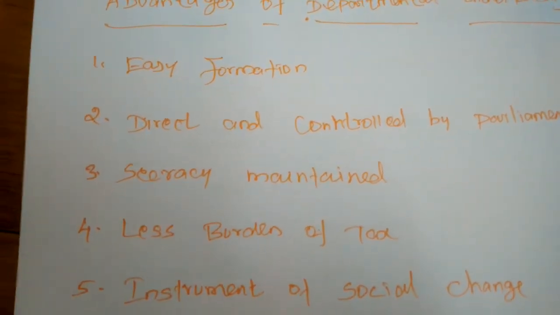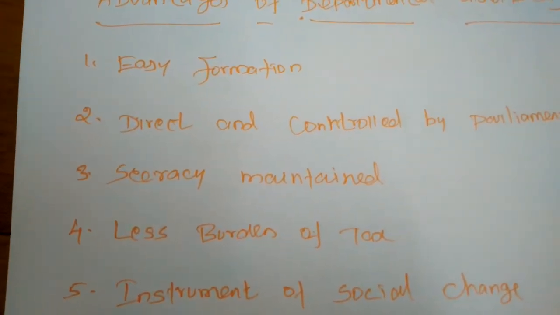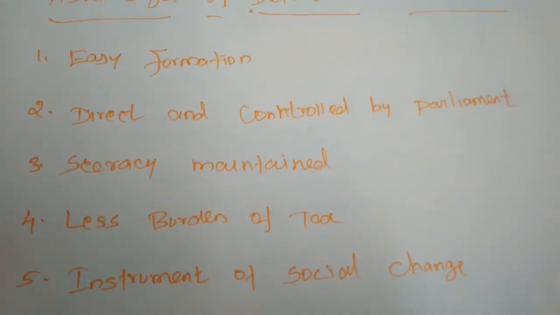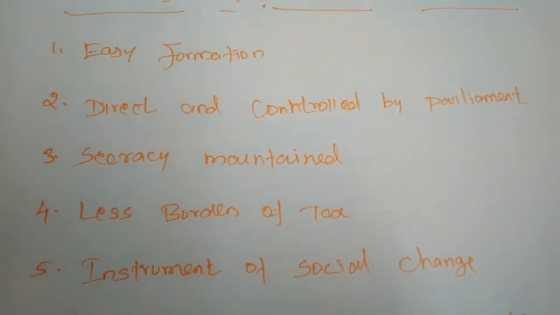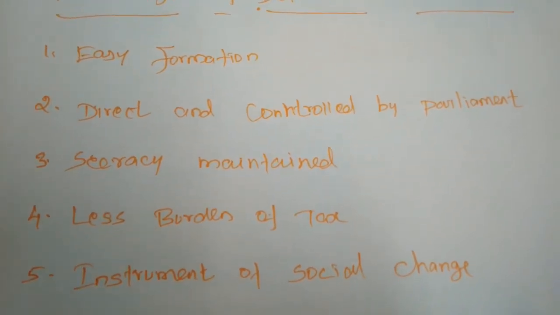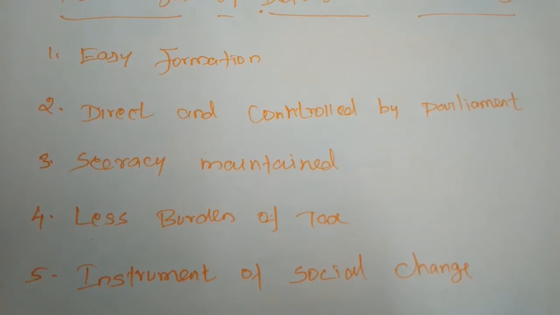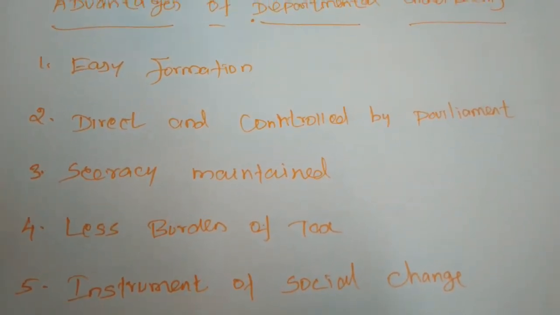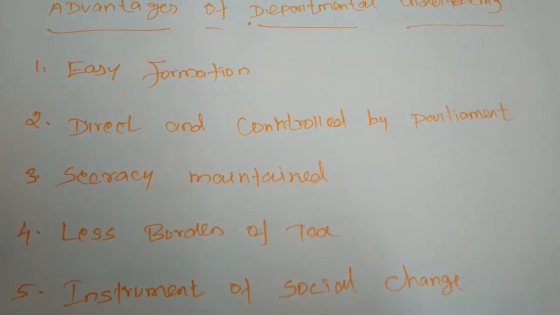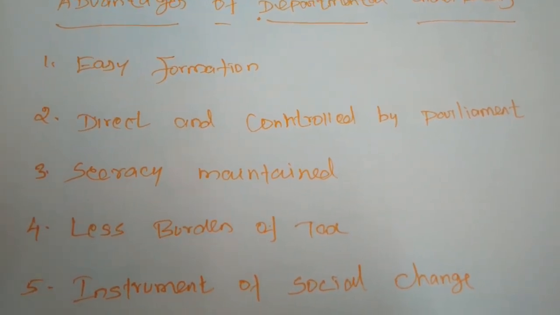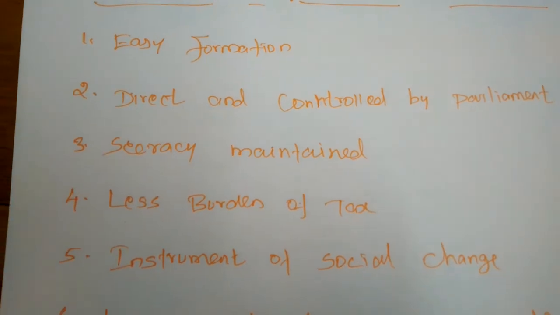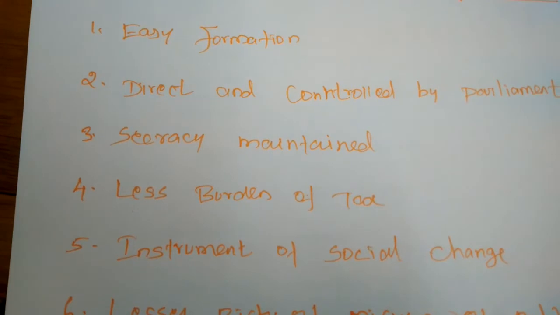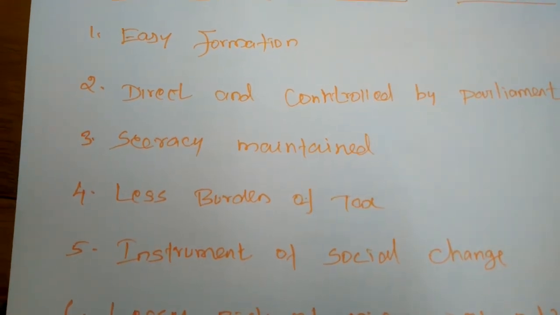Next, direction and control of Parliament or state legislature. If any departmental undertaking is established by the central government, the direction and control will be by the Parliament. And if it is established by the state government, the control will also be exercised by the state legislative assembly. So the departmental undertaking is directly responsible to the Parliament or the state legislature through its overall head, the minister concerned.